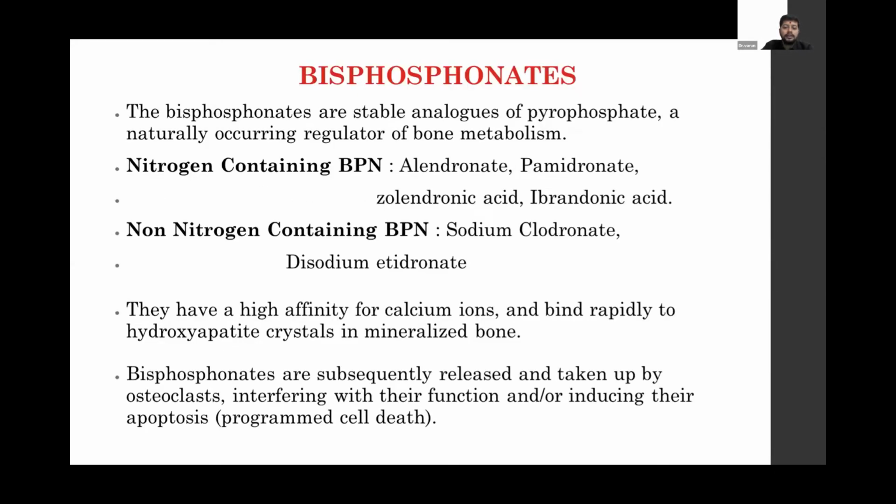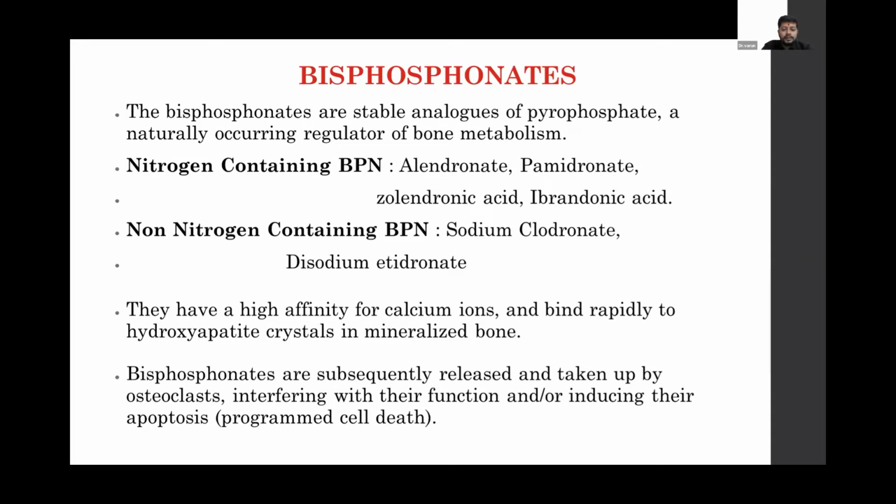They are stable analogs of pyrophosphate, which is a naturally occurring regulator of bone metabolism. Bisphosphonates are of two types, nitrogen-containing and non-nitrogen-containing. Nitrogen-containing are alendronate, pamidronate, zoledronate, and ibandronic acid. Non-nitrogen-containing are sodium clodronate and disodium etidronate. They have high affinity for the calcium ion and bind rapidly to the hydroxyapatite crystal in mineralized bone.